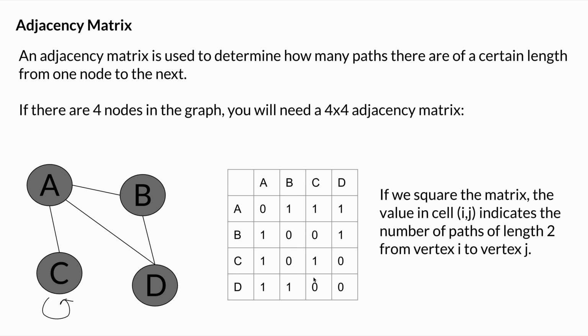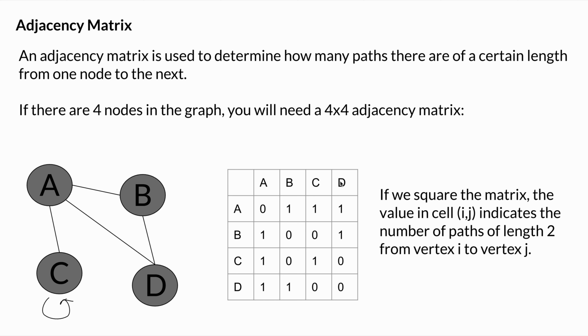And the reason this is useful is because if we square the matrix, the value in the cell ij indicates the number of paths of length 2 from vertex I to vertex j. Or if we multiply the matrix by some power of n, then the value in a certain square is going to be the number of paths of length n from the vertex, in this case A to D.